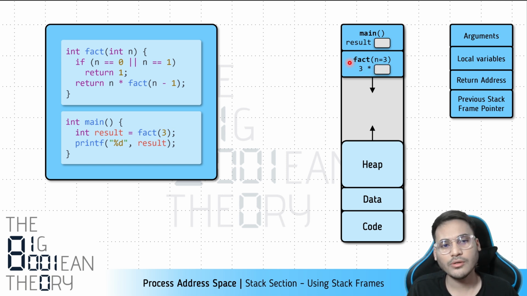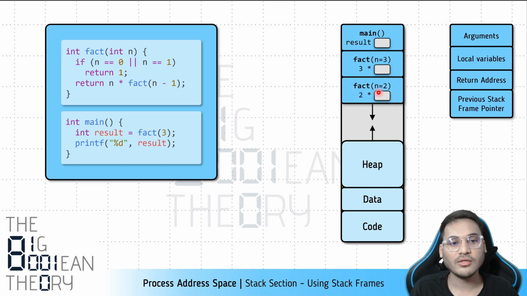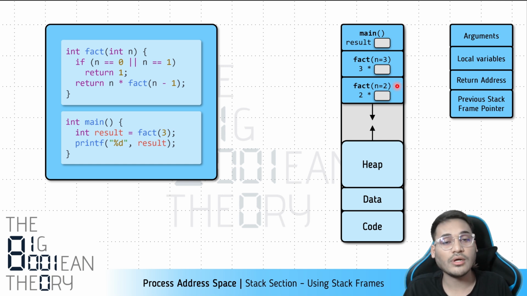When we call the factorial function with n equals 3, we can go through the logic. 3 is not equal to 0, and 3 is not equal to 1. So in order to compute 3 factorial, we have to do 3 into 2 factorial, right? So we'll have another function call. This time the factorial function will be called using the argument n equals 2.